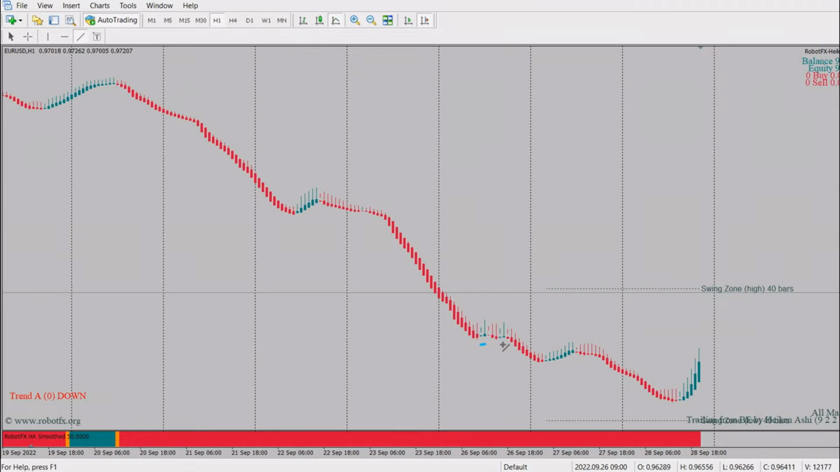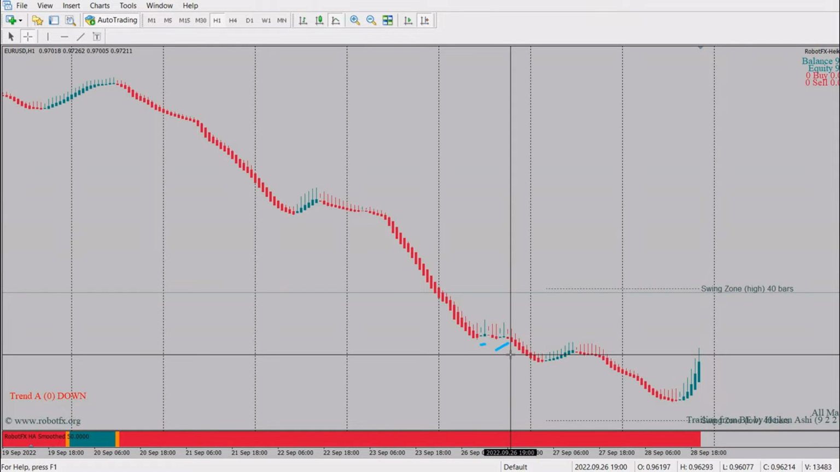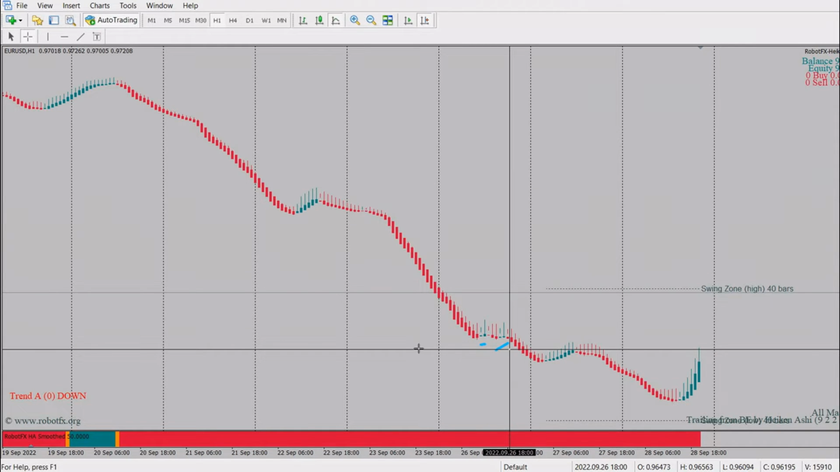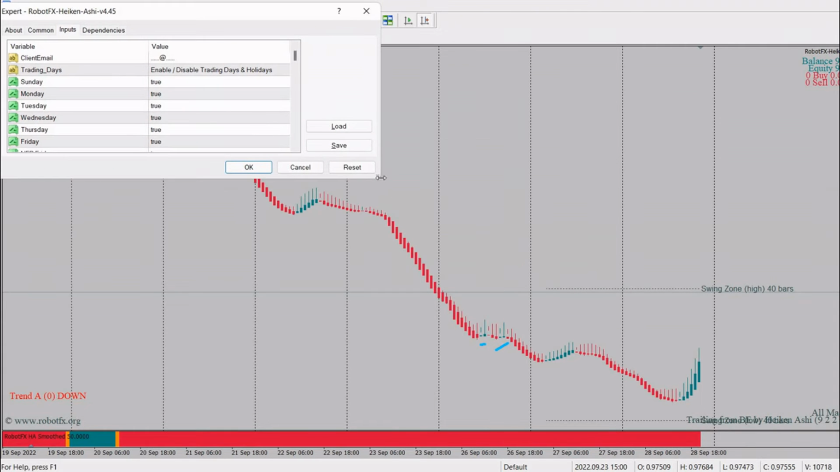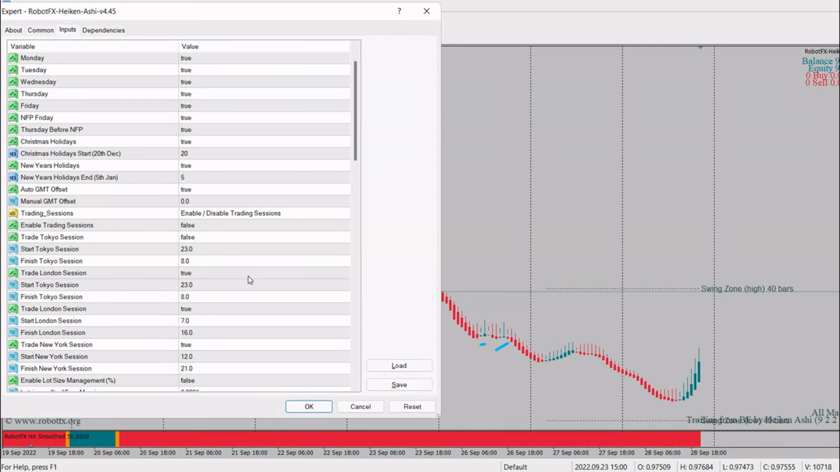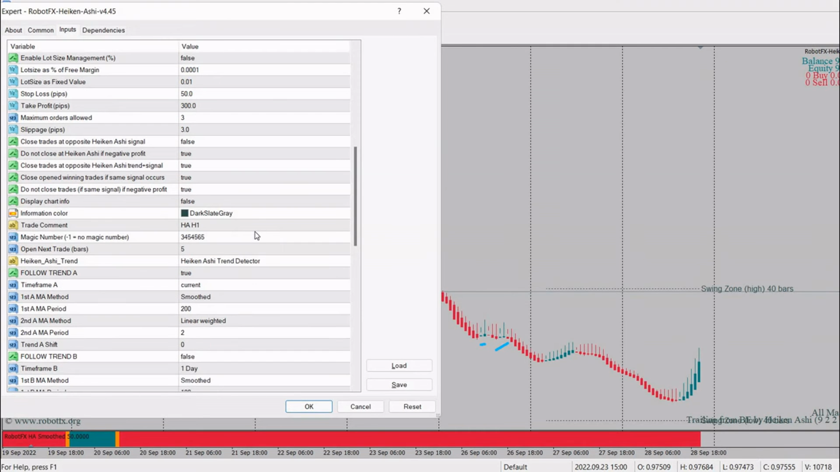So the expert advisor will have opened two trades right here, one sell and another sell. And if you wanted only one, you can change the open next trade to a higher number of bars, maybe 10, maybe 15.